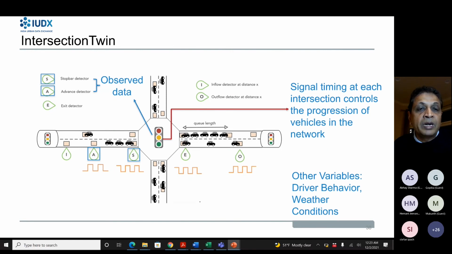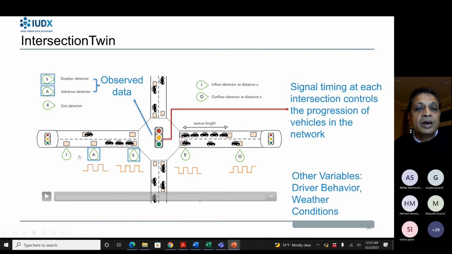But remember, I can only observe data here. Unless I know what the I is, because remember, A and S are highly correlated with the signal timing plan. I can't change the signal timing plan and say, let's keep A and S constant. The only thing which is constant is I, the input traffic to the intersection.